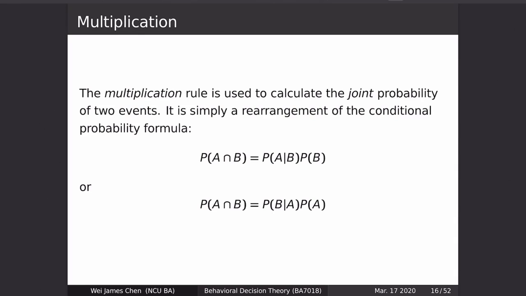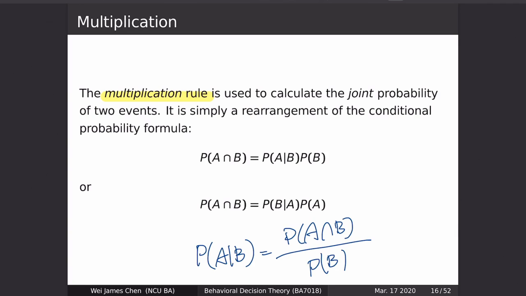Now, given our definition of conditional probability, there's an implied rule here called the multiplication rule. This rule is used to calculate the joint probability of two events. So it is a simple rearrangement of the conditional probability formula. Remember that P(A conditional on B) equals P(A intersect with B) over P(B), right? So if you move this denominator here, then you got this. P(A conditional on B) times P(B) will be P(A intersect with B).